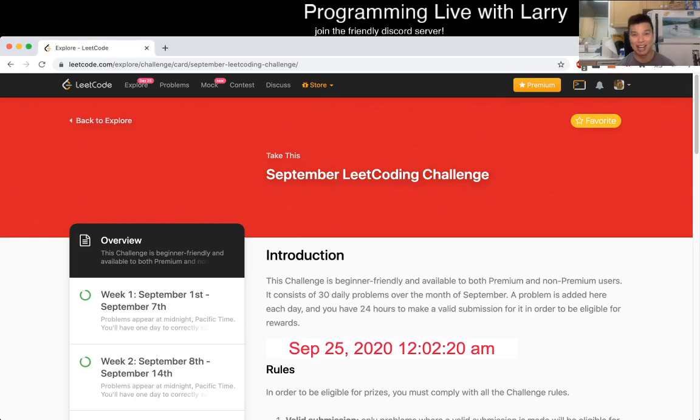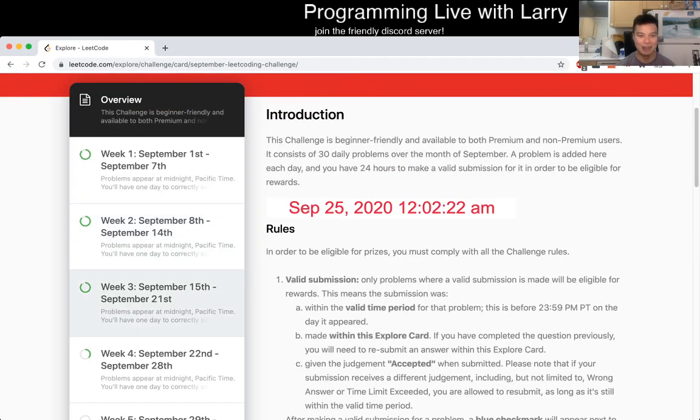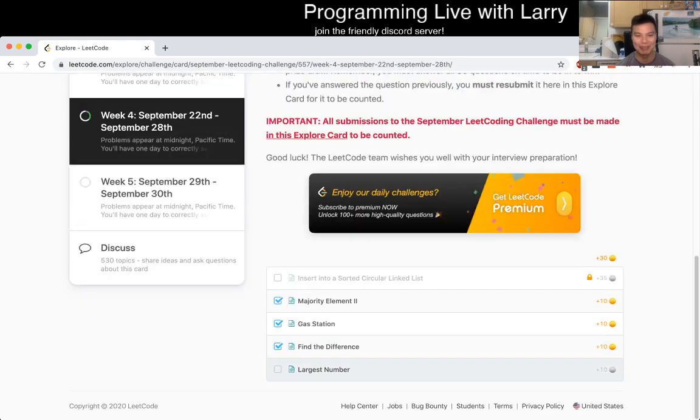This is day 25 of the Leetcode Daily Challenge. Almost at the end of the month. Let's keep going. Let's get there.